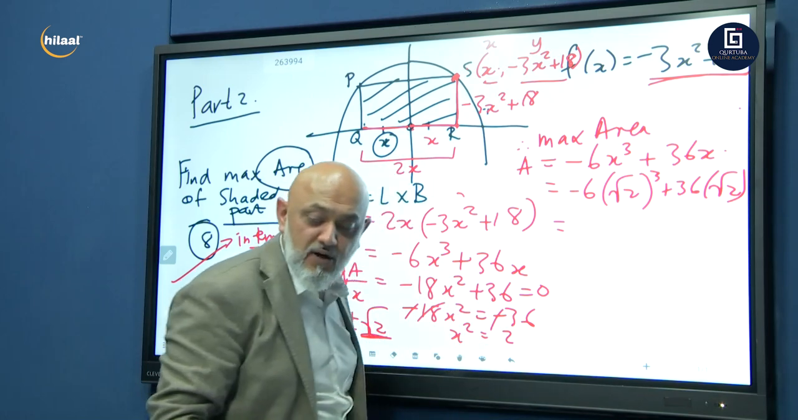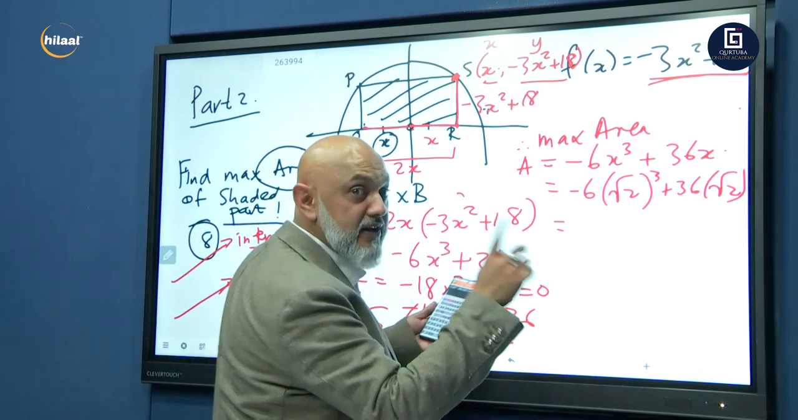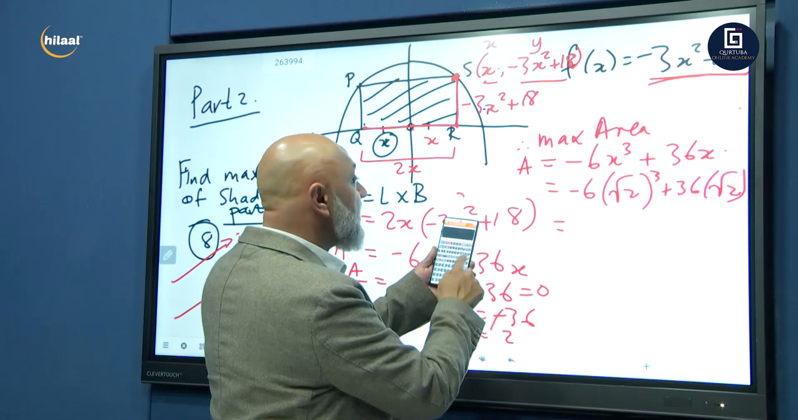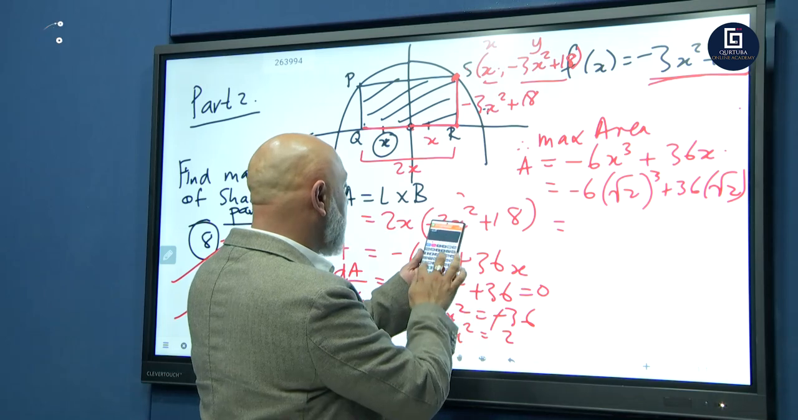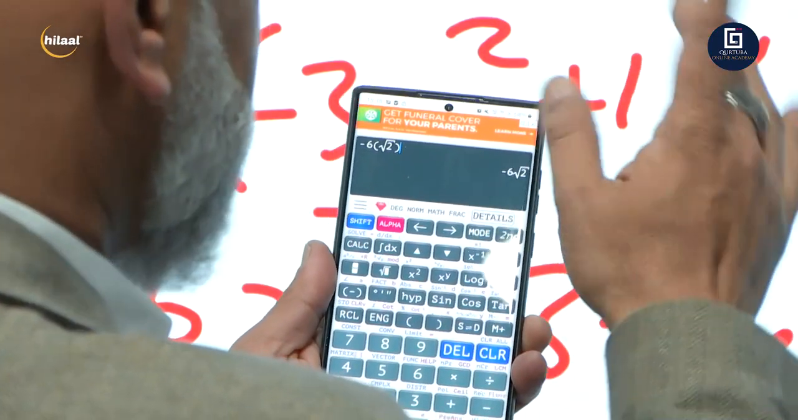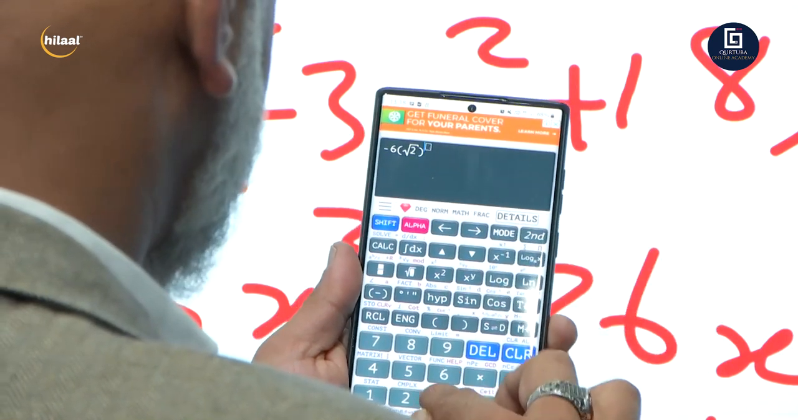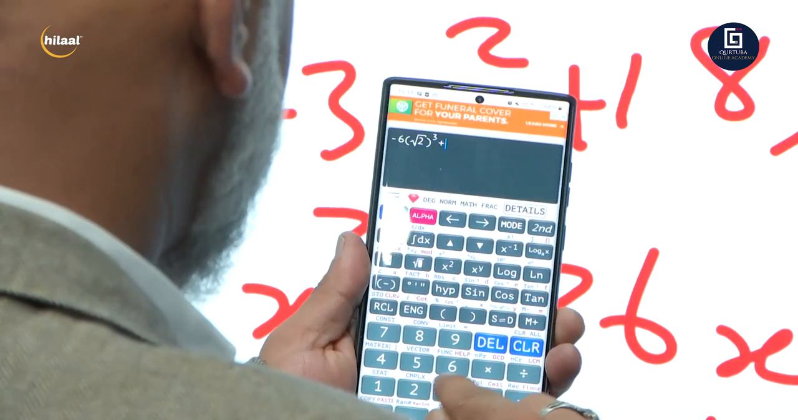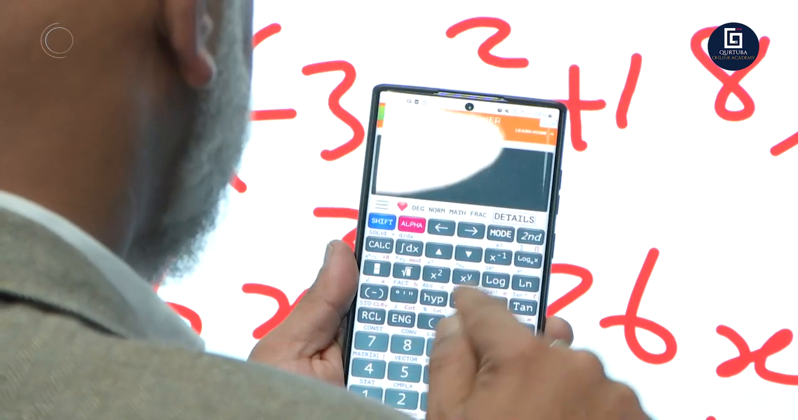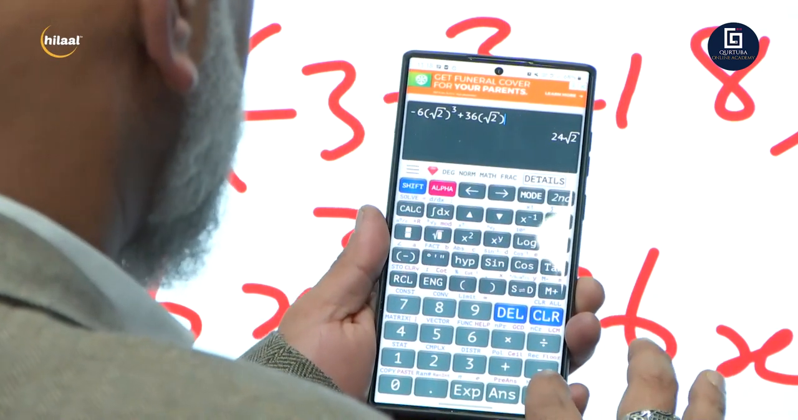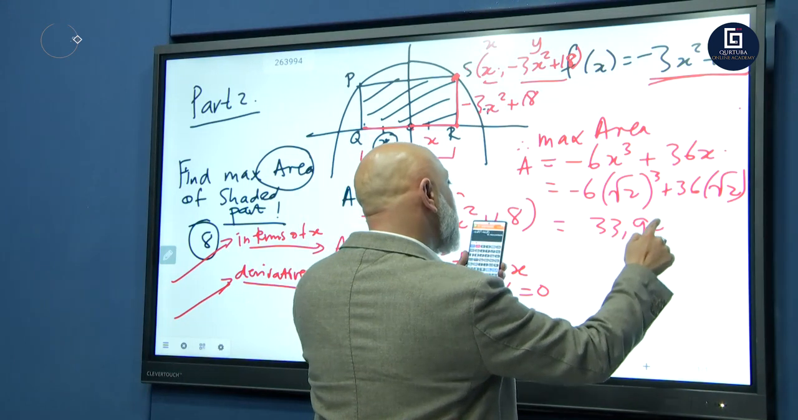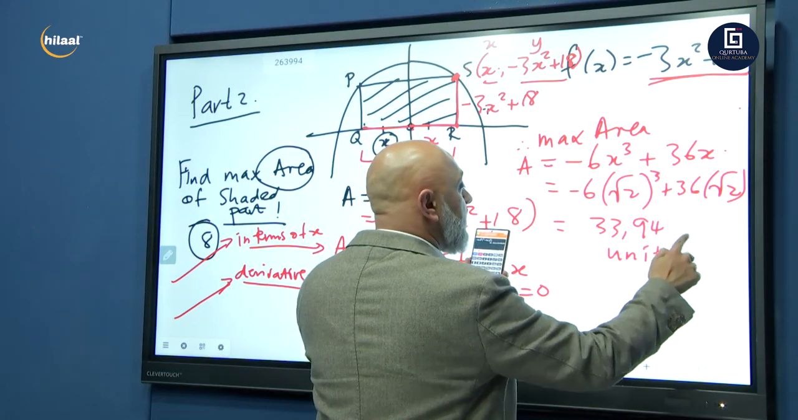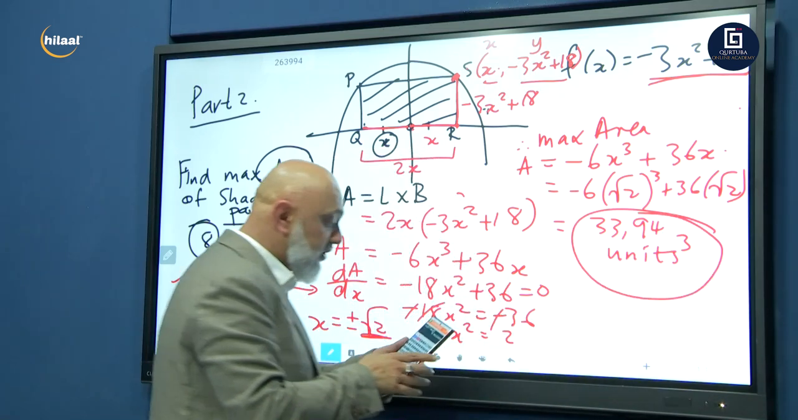And let's see if we get a positive answer. We have to get a positive answer. So let's go again: minus 6 into square root 2, close brackets, cubed, plus 36 into square root 2, close the brackets. What do I get? I get 24 root 2, and let's change that, I get 33.94 units cubed. And there we go, guys, that is your final answer.